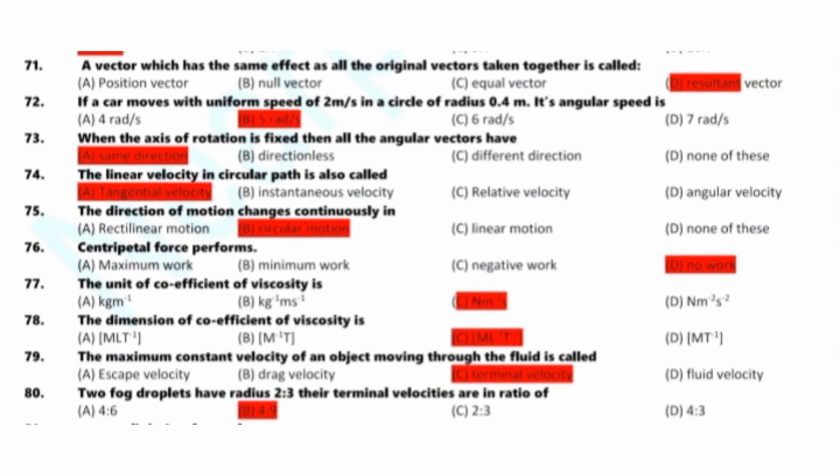If a car moves with uniform speed of 2 meters per second in a circle of radius 0.4 meter, its angular speed is 5 radians per second. When the axis of rotation is fixed, then the angular vectors have the same direction. The linear velocity in a circular path is called tangential velocity. The direction of motion changes continuously in circular motion. Centripetal force performs no work.